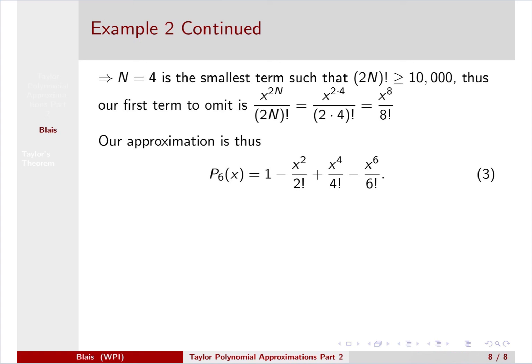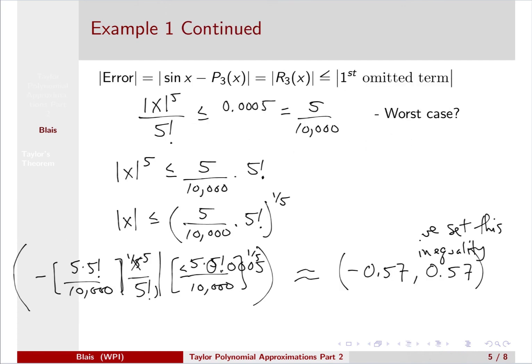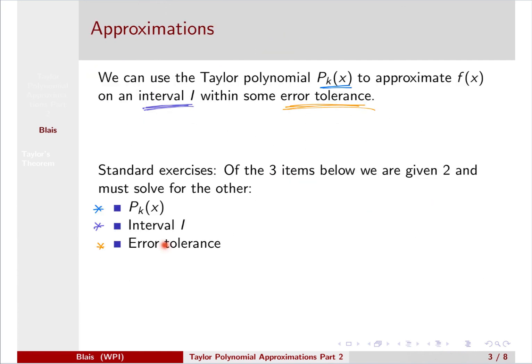So this completes the presentation on the different types of questions you see with error analysis for Taylor polynomials. And again, we see them typically in 3 flavors where you're given 2 of the 3 of these things. You have the actual approximating polynomial to the function, the interval I for x, and your error tolerance. And typically we're given 2 and we have to find the third. It is good to have some practice with these because these are very standard types of Taylor theorem questions.